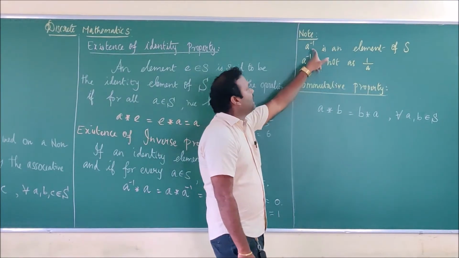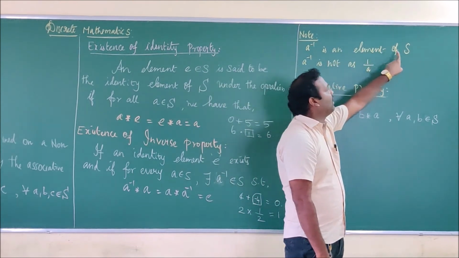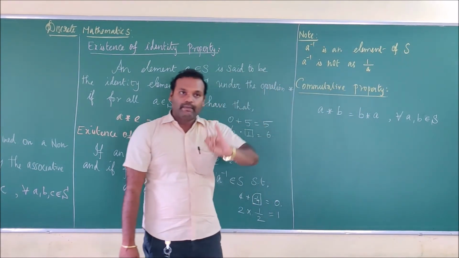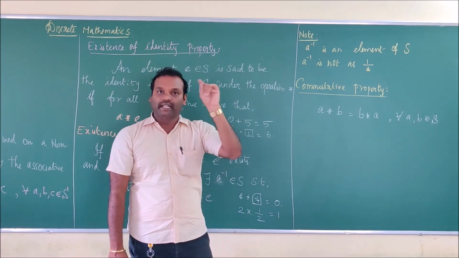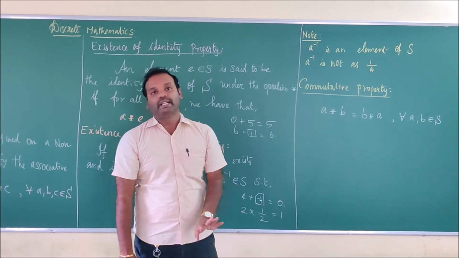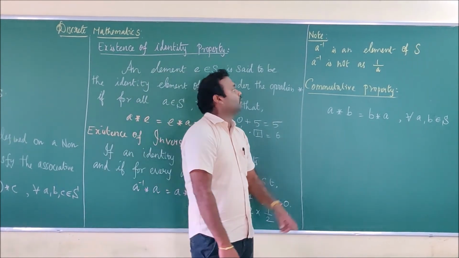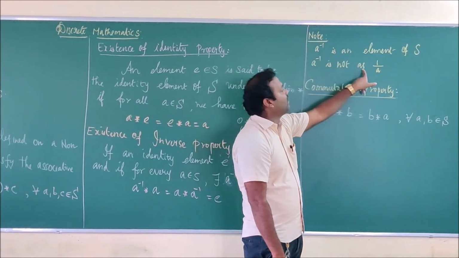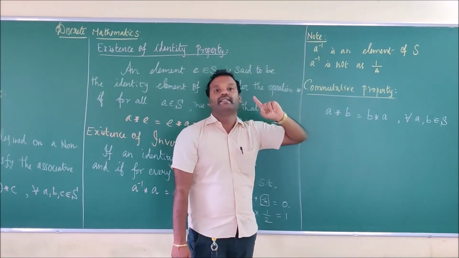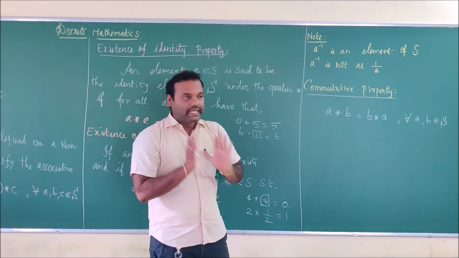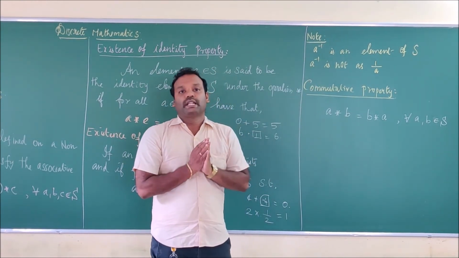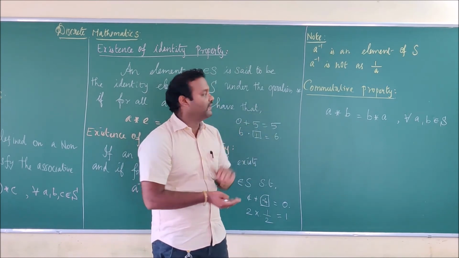Next, a inverse is an element of S. You have to make a note of this. The element also should belong to the set, the inverse also belongs to the set, and the identity element also belongs to the set. Then a inverse is not in the meaning of 1 by a. You should not take that a inverse is equal to 1 by a. You should read this as inverse of a, that alone. That is very, very important.